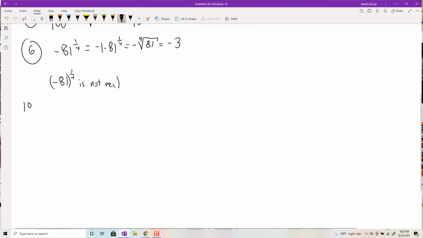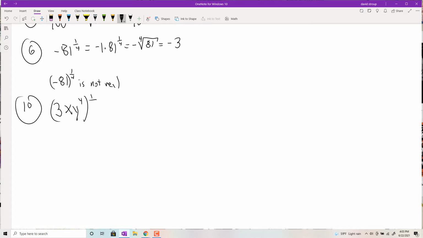Okay, number 10, we have 3xy to the 4th raised to the 1/5 power. Not too much you could do with regards to simplifying, but you can rewrite it as a radical, which is kind of what they want. Just rewrite it using radicals. Get rid of the exponent. Okay, so in this case, you're going to have the 5th root of that thing in parentheses. So 3xy to the 4th, and that's pretty much all you can do.